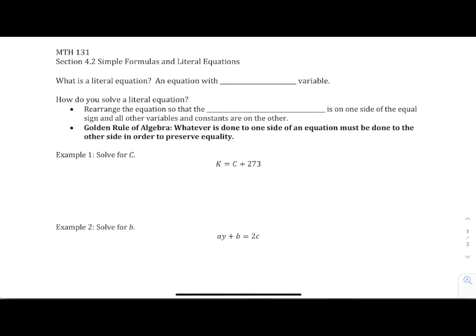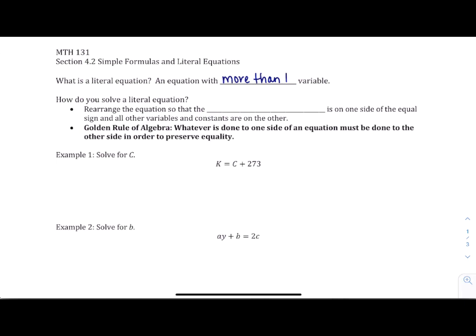Section 4.2 is dealing with simple formulas and literal equations. So literal equations do seem like they're a little fancier than a regular equation, but the truth is it's just an equation that has more than one variable. And we end up with a lot of equations in the technical fields that have more than one variable. And sometimes you'll have the equation solved for one variable, but really you want to solve for another one.